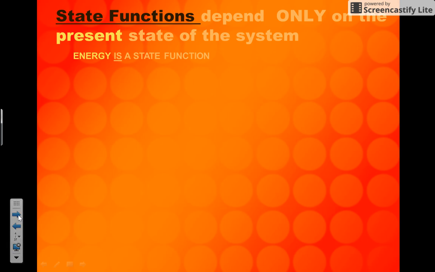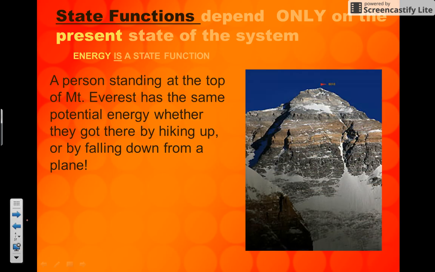Energy happens to be a state function. So let me talk about that a little bit more. I know it might be hard to see, but there's a person standing on top of Mount Everest here. So we have a person standing here on top of Mount Everest.